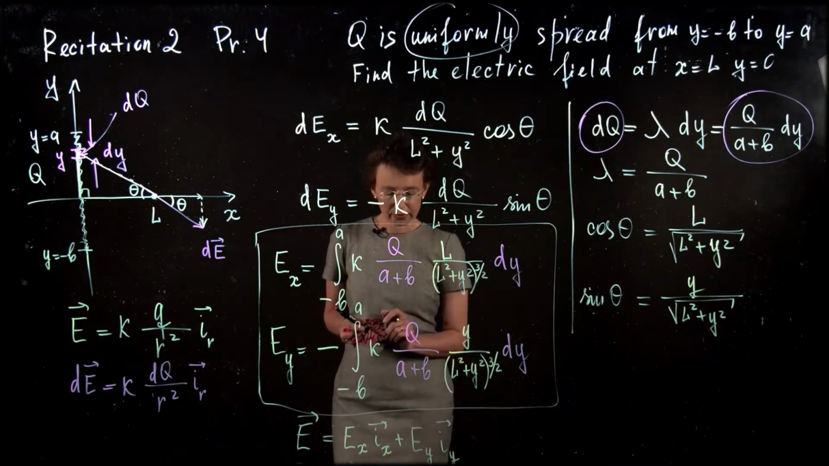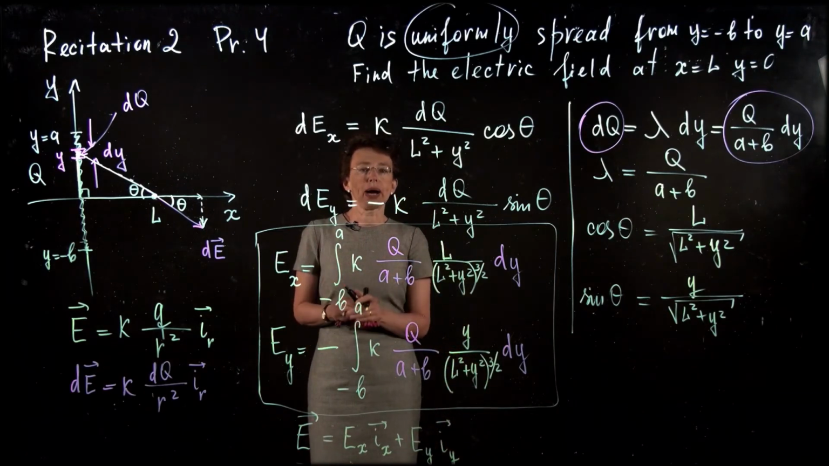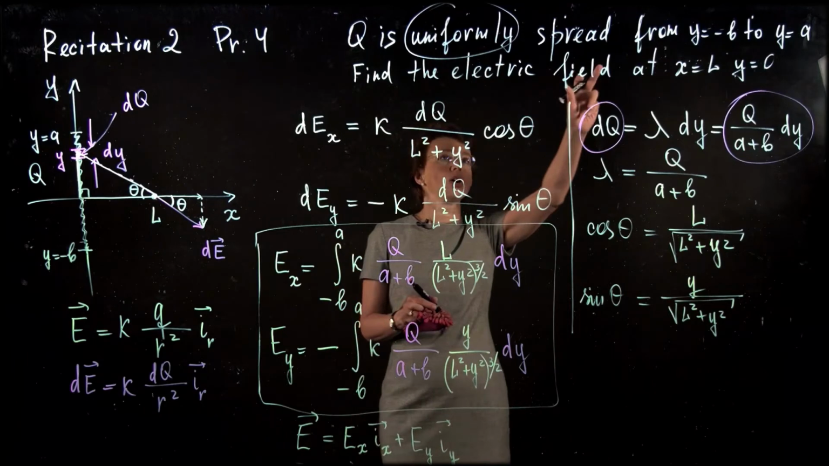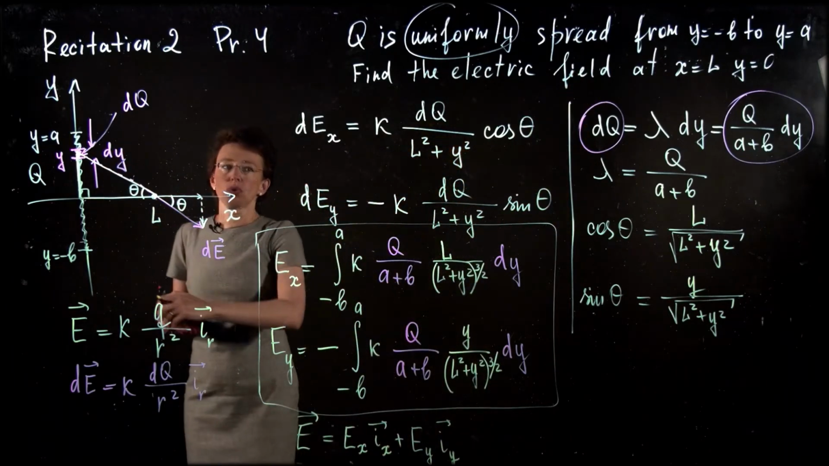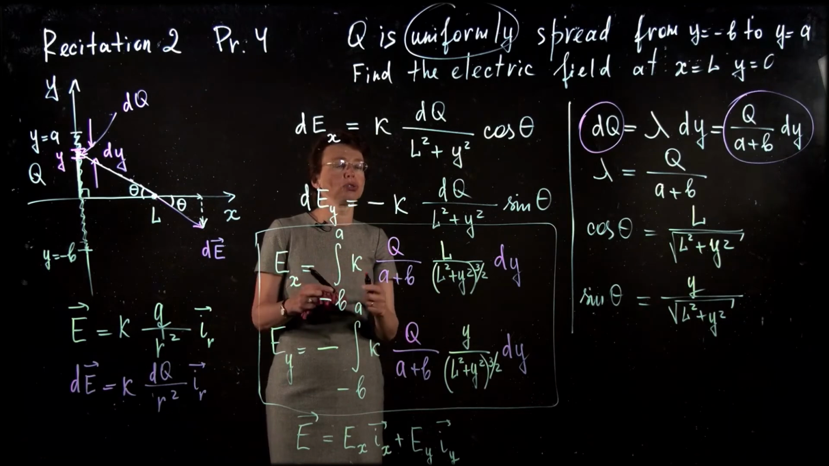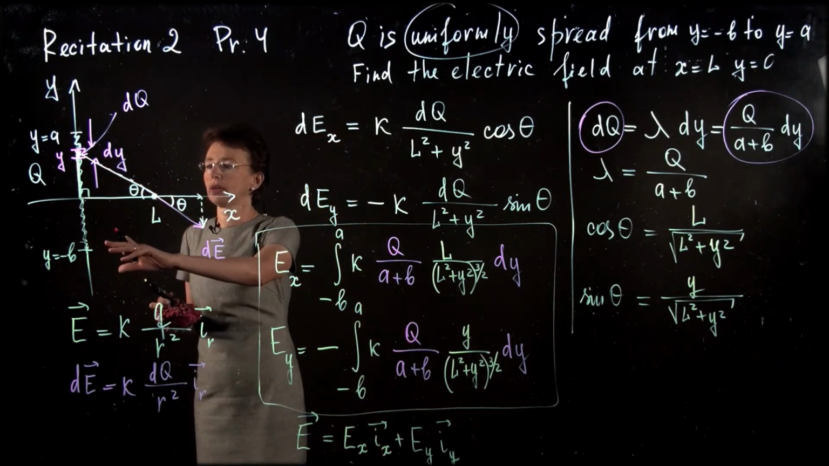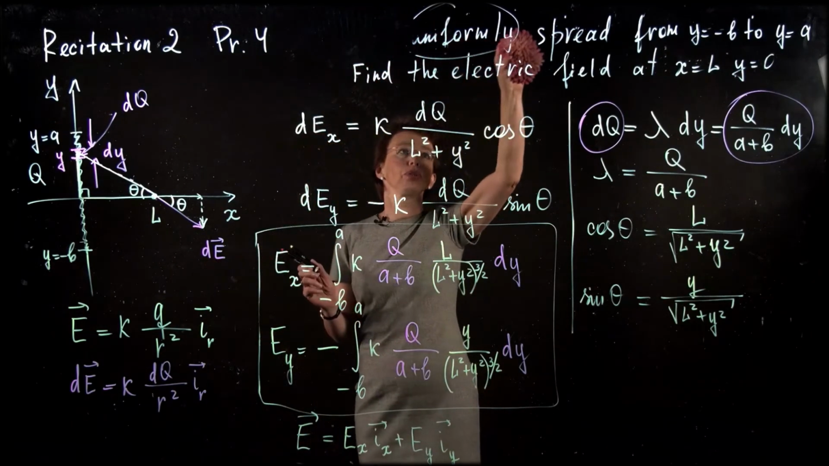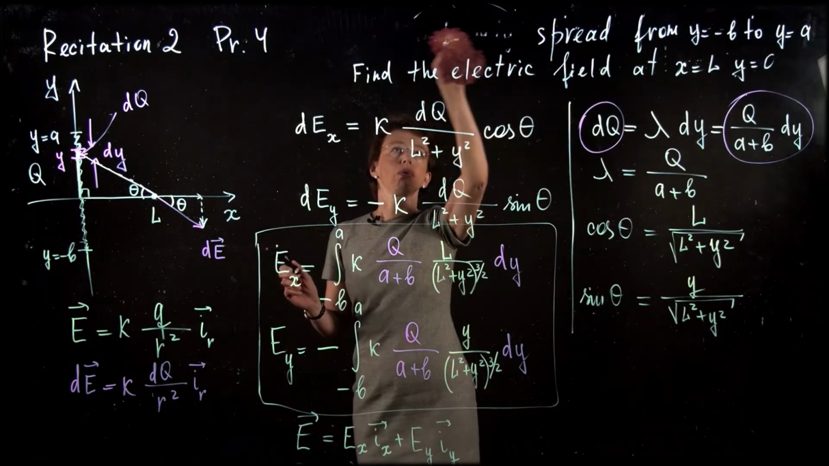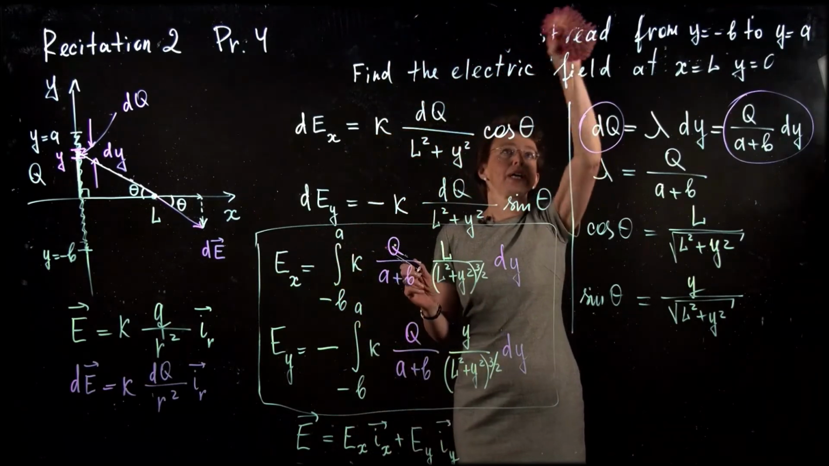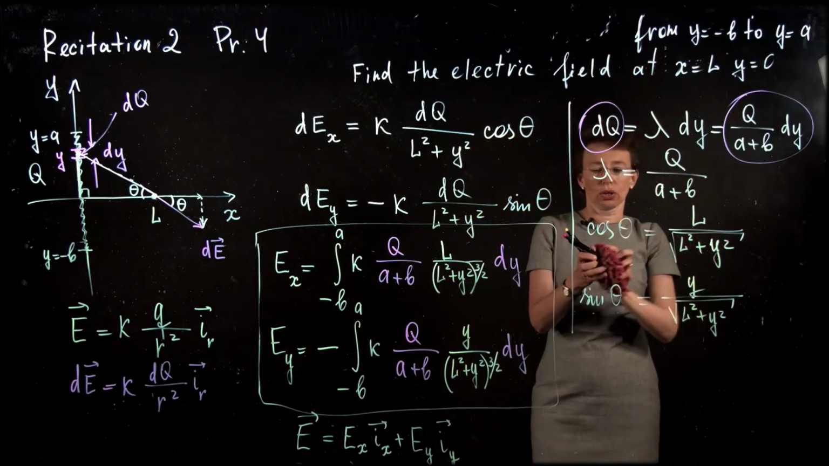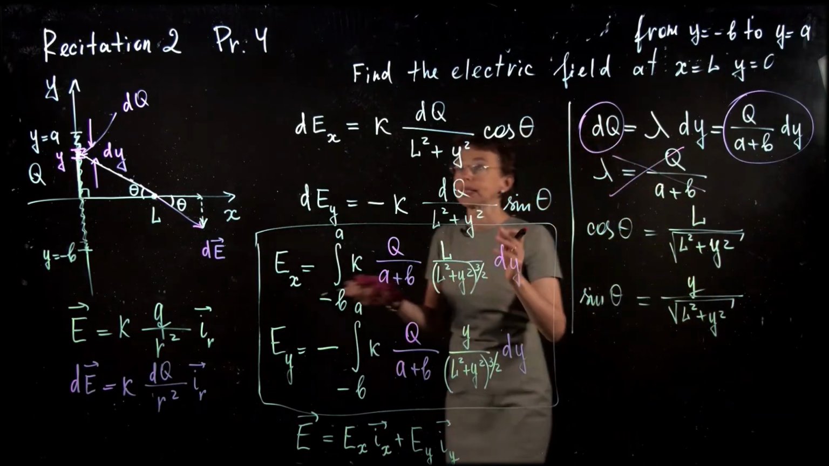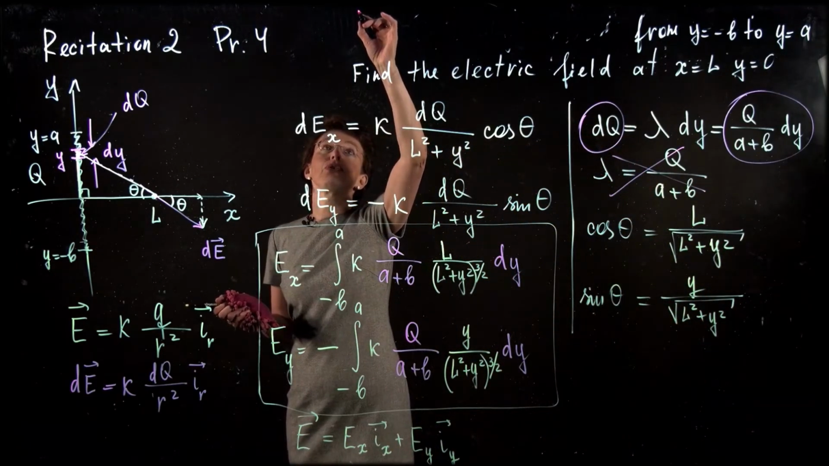Now I change my mind. Instead of Q being uniformly spread over this interval, we will have Q that is non-uniformly distributed along this rod. So how will we solve the problem when Q is not uniform? Which means that lambda is not Q over a plus b. What is lambda in this case? It has to be given. So I give you lambda.